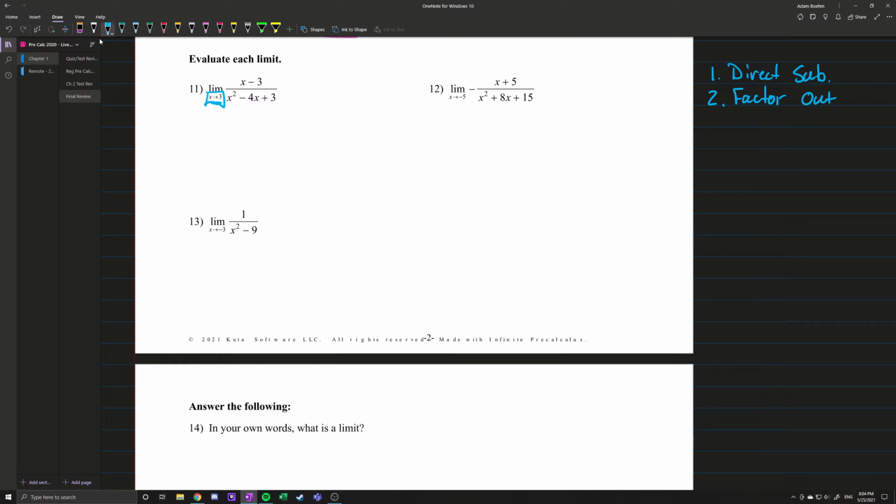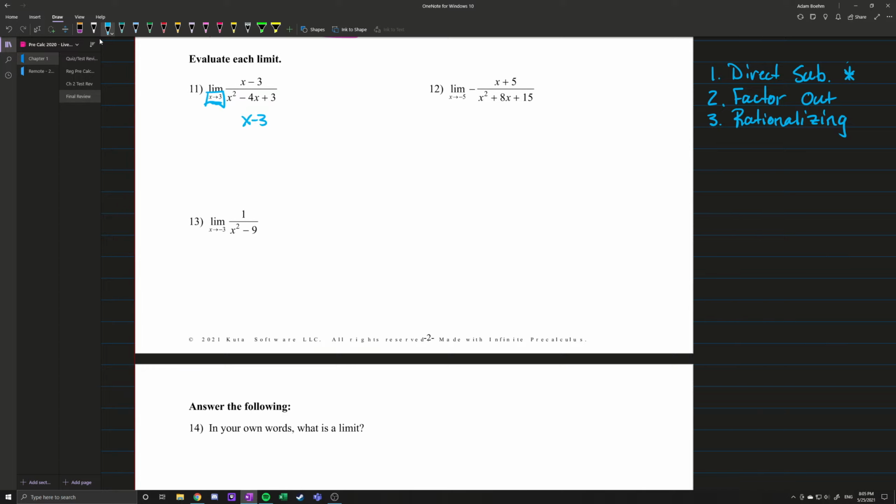If that doesn't work, we can try rationalizing, which I don't think I have. I'm pretty sure I don't have that on this. And if that doesn't work, then chances are you don't actually have a limit at that point. Okay, but those are your 3 things that you can do. All right, so we did number 1. Now let's try number 2.